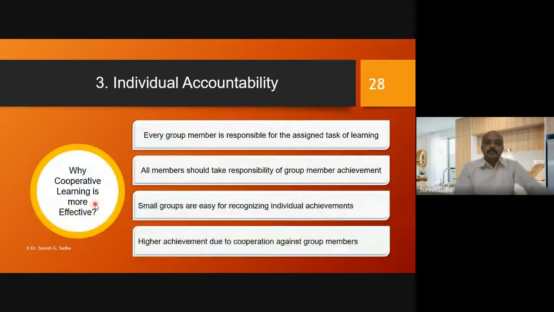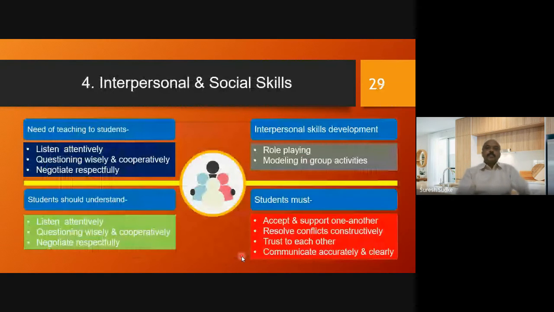So why is cooperative learning more effective? Every group member is responsible for assigned tasks. All members are responsible for group achievements, and small groups are necessary for individual accountability, because the recognition of everyone's activity and achievement can be understood very easily, and higher achievement of individuals will lead to higher achievement of the groups. So next is interpersonal and social skills.